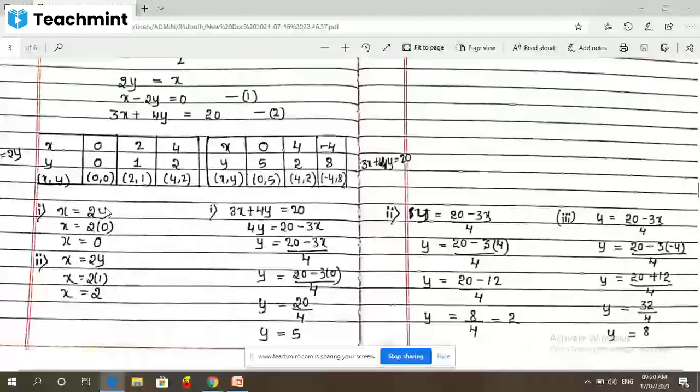So x is equal to 2y. First our choice is 0. In place of y, we substitute 0. Then x is equal to 2 into 0, which is 0. So we write the x value as 0, and the point is 0, 0. Next, we take the y value as 1. Then x is equal to 2 into 1, which is 2. So the coordinates are 2, 1.